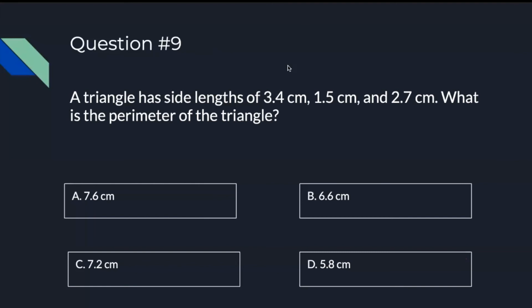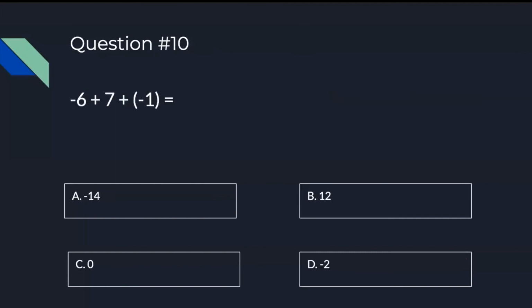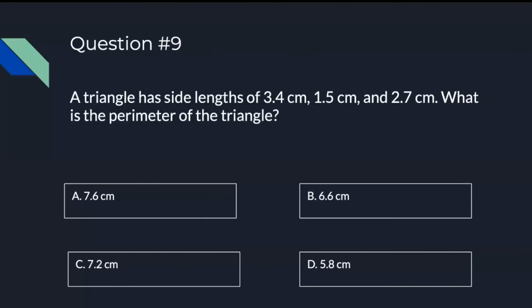So perimeter means the side lengths of a triangle added up, right? So side 1, 2, and 3, add them all up, and you'll get the perimeter of the triangle. So 15 more seconds, I guess. Put in your final answers if you haven't already.